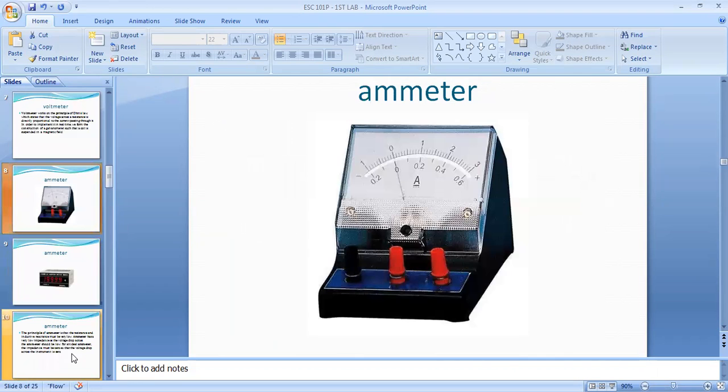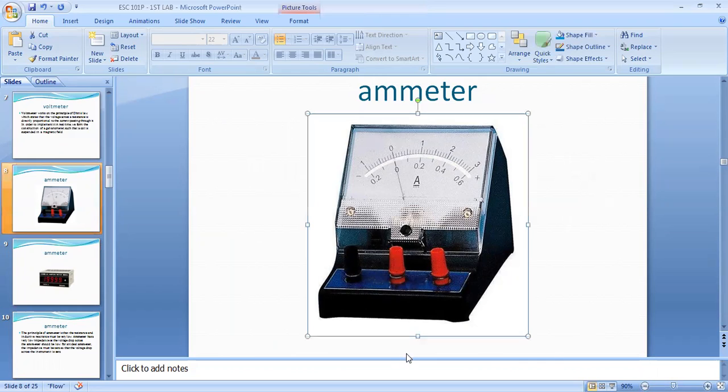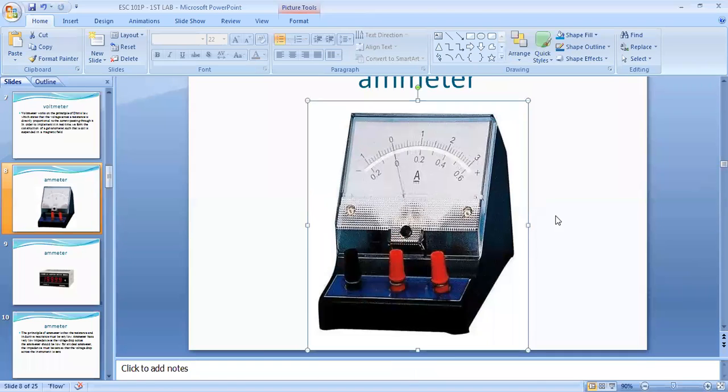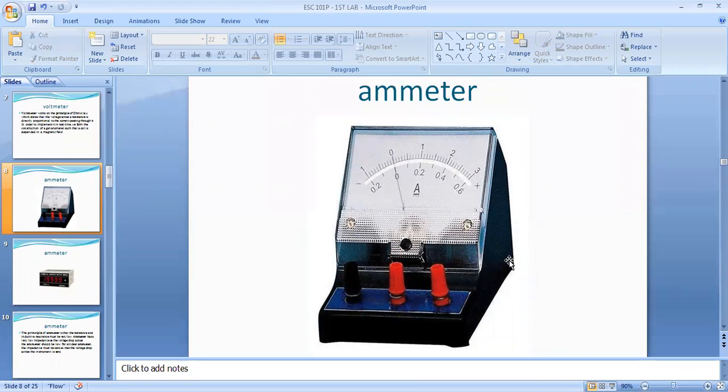Now the next meter, which we are using in our labs. This meter is an ammeter. How can you tell that this meter is the ammeter? Because in the middle of the meter, you can clearly see a sign. A for Ampere. Yes, exactly, A for ampere.